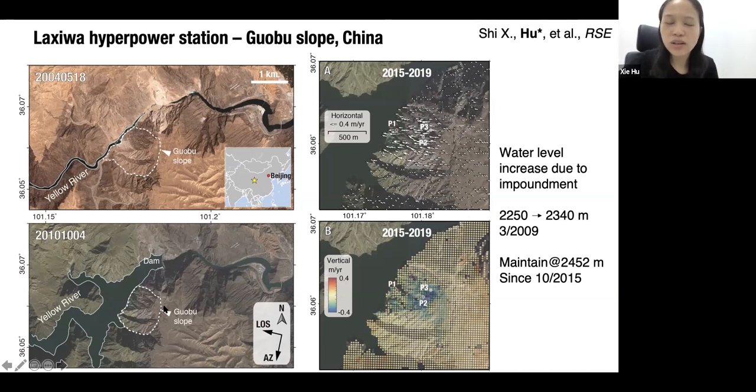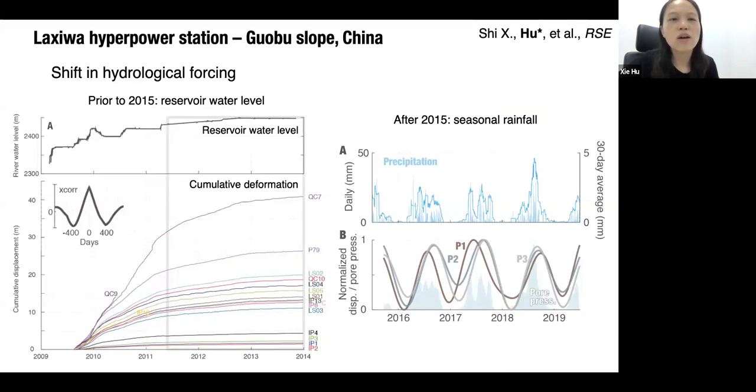To maintain and enhance the stability of this slope, impoundment was adopted since 2015. However, from our InSAR observations, it still shows active motion for this slope. But the hydrological forcing has been shifted from the reservoir water level to the seasonal rainfall in the year of 2015. You can see that before 2015, the reservoir water level is perfectly correlated with the cumulative displacement with a 0 day shift. But after that, we see evident seasonal deformation, and that's correlated to the seasonal rainfall.